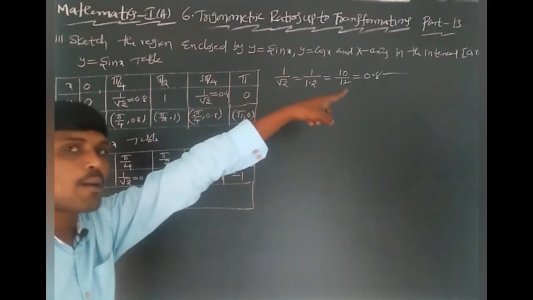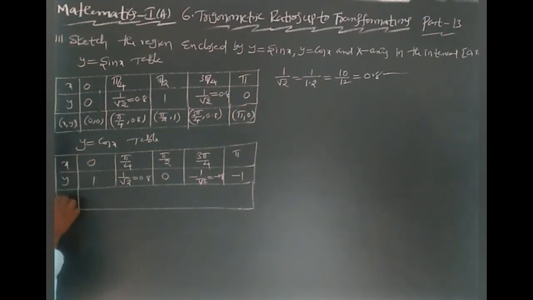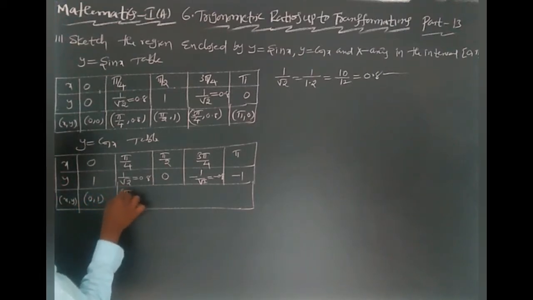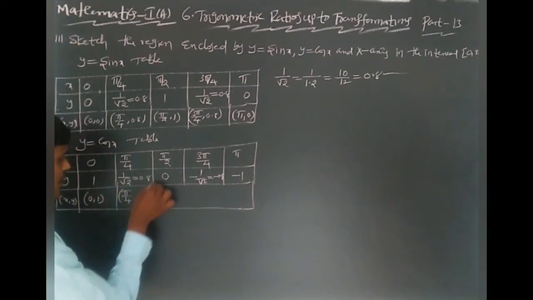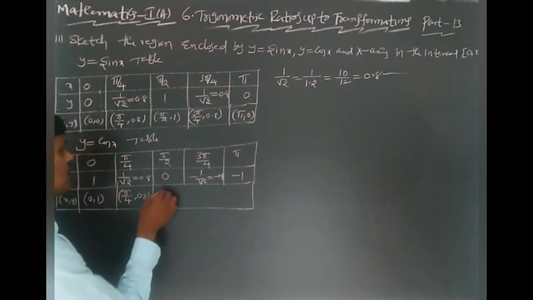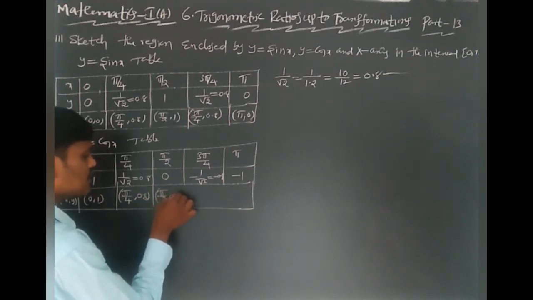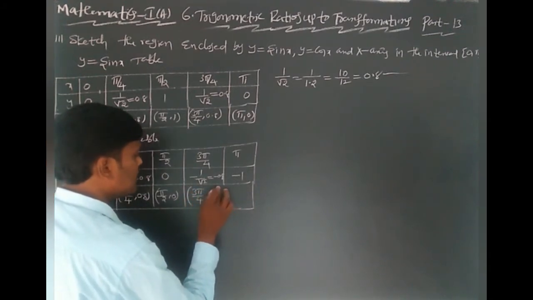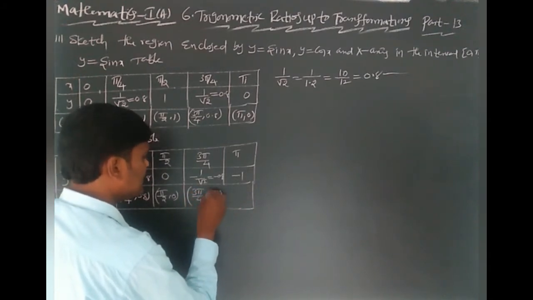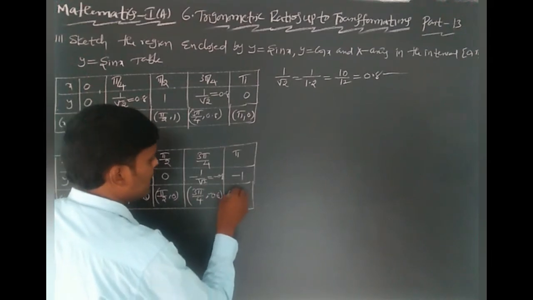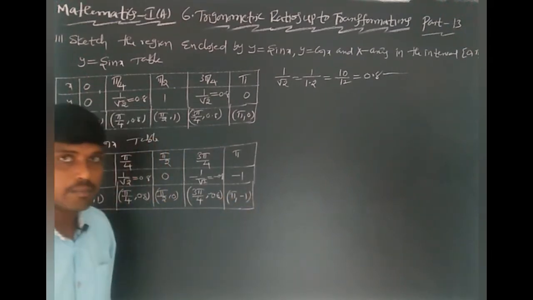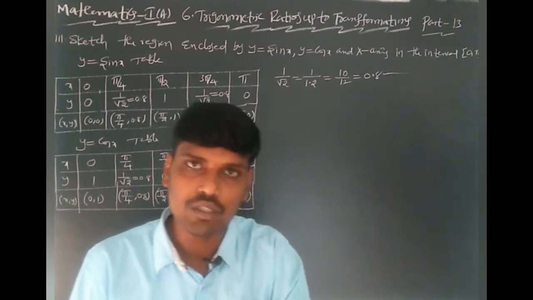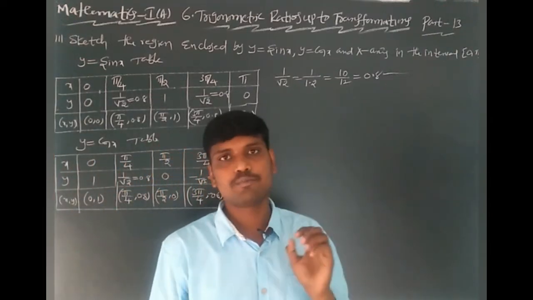In this 0 comma pi interval, what are the ordered pairs? 0 comma 1 is the first ordered pair, pi by 4 comma 0.8 is the second ordered pair, pi by 2 comma 0 is the third one, 3 pi by 4 comma minus 0.8 is the fourth ordered pair, pi comma minus 1 is the next ordered pair. You can use these two tables to draw the graph.